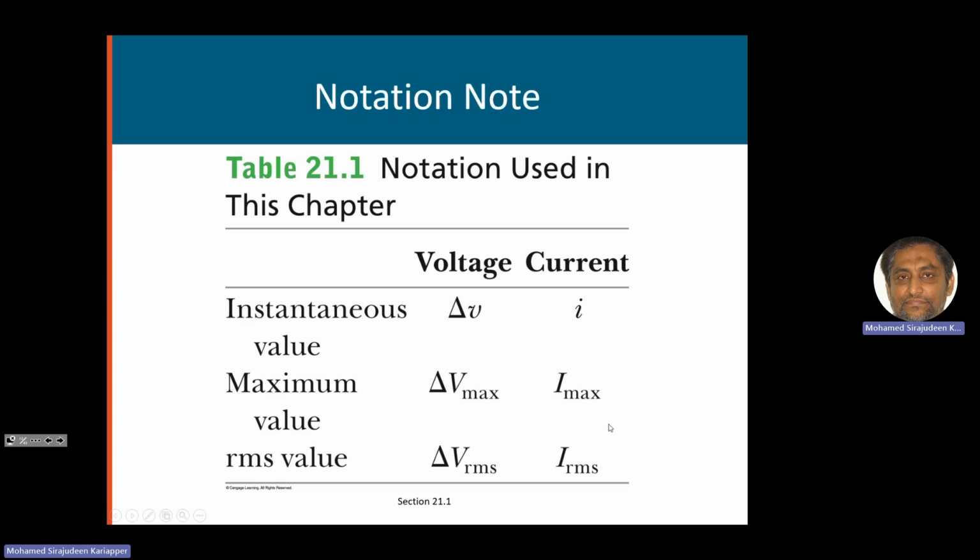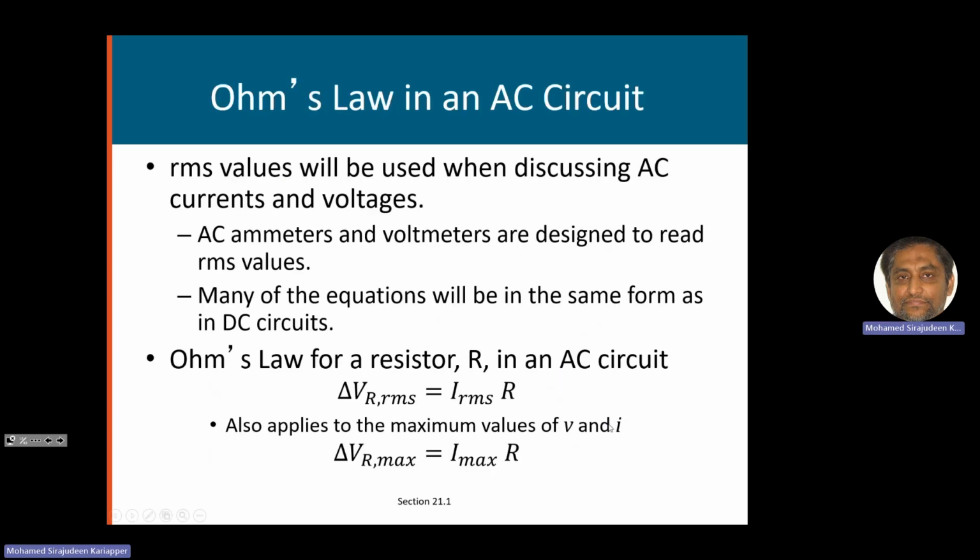Now we have some notations, rules. Whenever we are referring to the instantaneous value for the voltage and the current, we use small letter. So potential will be small v, delta small v, and for the current, small i. For the maximum value and the RMS value, you use the capital letter. So you should understand, whenever you see small letter, it is referring to the instantaneous value. When you use for the constant values, the maximum and the RMS value, you use the capital letter. RMS value will be used when discussing AC currents and voltage.